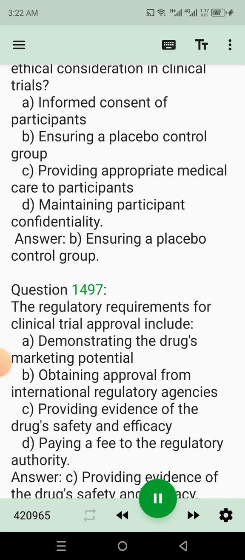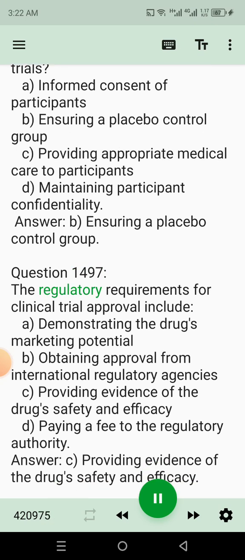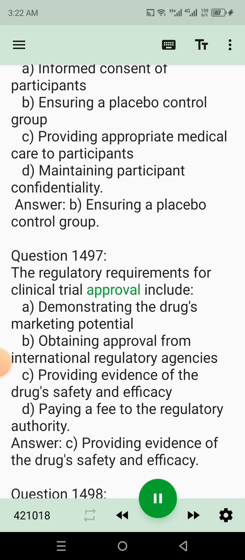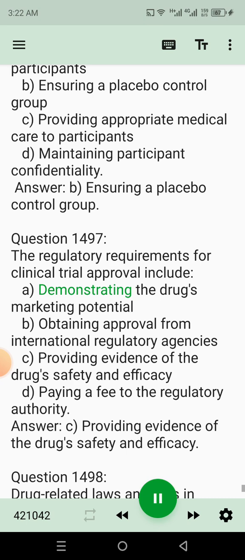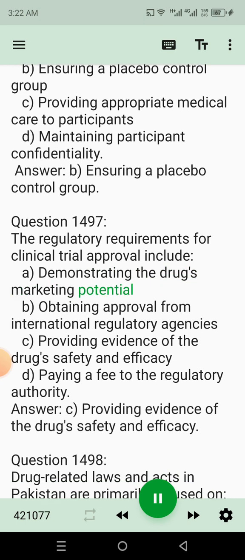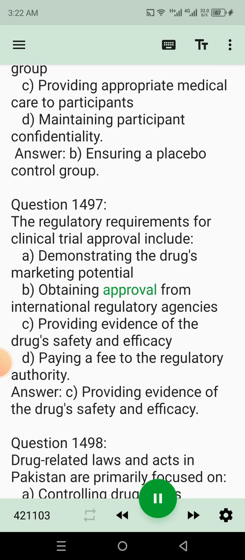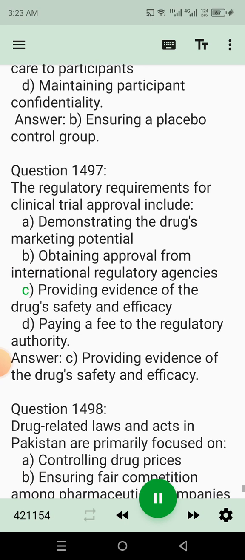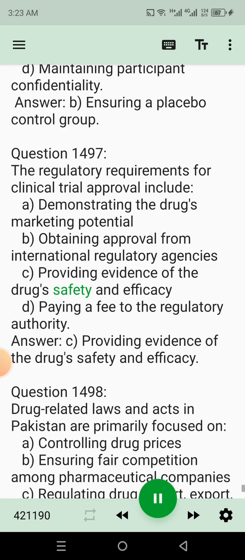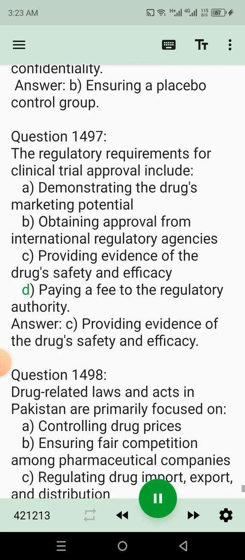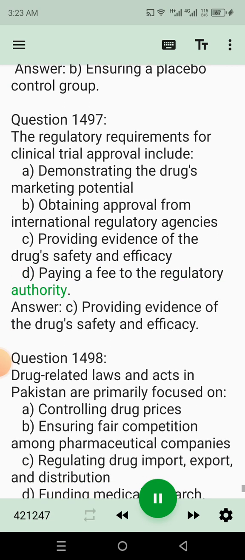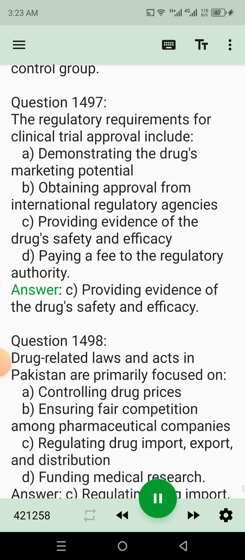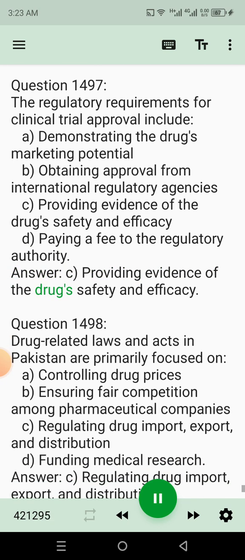Question 1497. The regulatory requirements for clinical trial approval include: A. Demonstrating the drug's marketing potential. B. Obtaining approval from international regulatory agencies. C. Providing evidence of the drug's safety and efficacy. D. Paying a fee to the regulatory authority. Answer: C. Providing evidence of the drug's safety and efficacy.